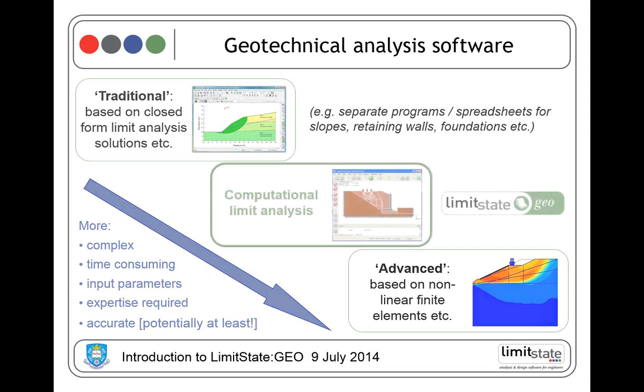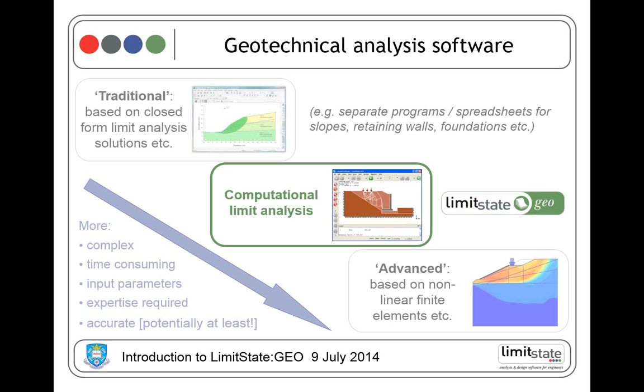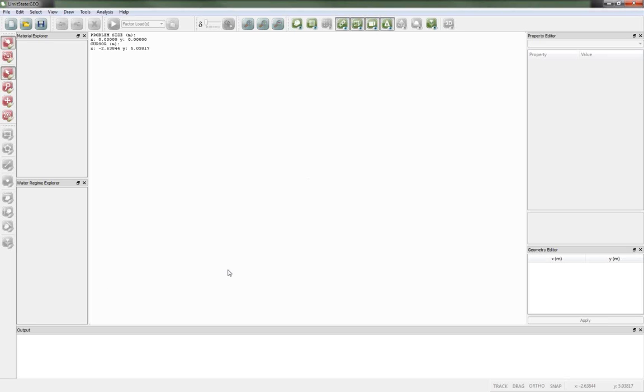Filling the gap is computational limit analysis. This provides the geometry flexibility of finite elements, but retains the ease of use and simplicity of traditional methods. The only parameters you need are c, phi, and unit weight, and it provides a fully flexible tool for analyzing the ultimate limit state or collapse loads in geotechnics. So that's a very quick introduction. We'll move straight on to demonstrating the software and looking at a range of ultimate limit state problems through examples.